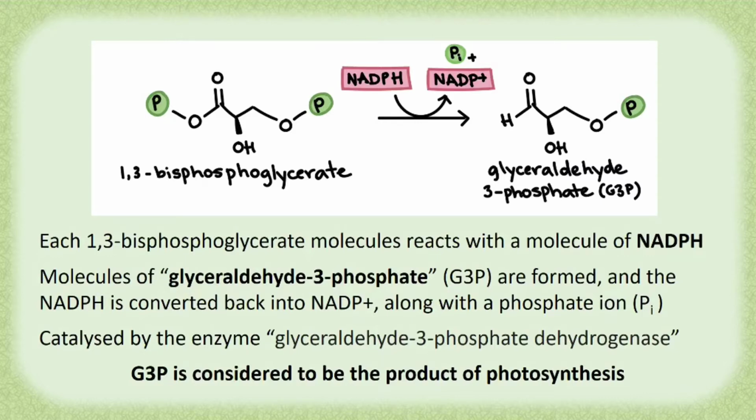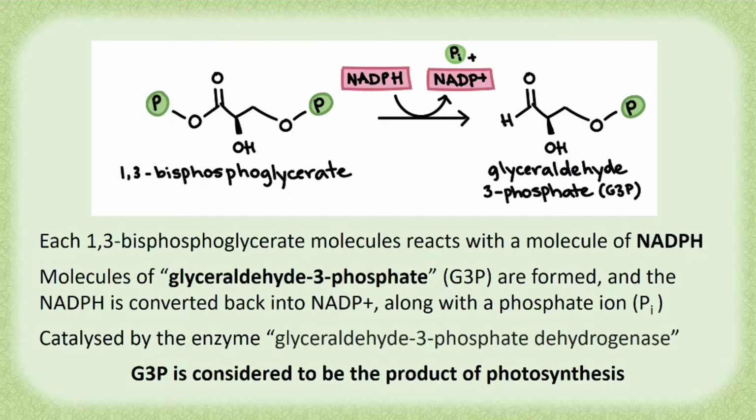During the course of the reaction, the 1,3-bisphosphoglycerates lose one of their phosphate groups. You can see in the product there's now just one phosphate group attached. So another product of this reaction is a phosphate ion, represented as Pi in the equation. Along the way, the NADPH gets turned into NADP+, and that's going to make its way back to the thylakoid, where it can be regenerated as NADPH by the light-dependent reactions.